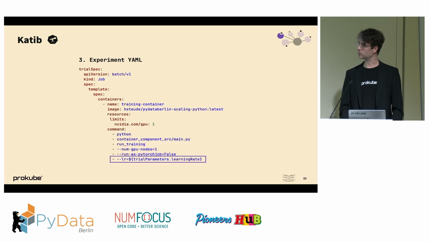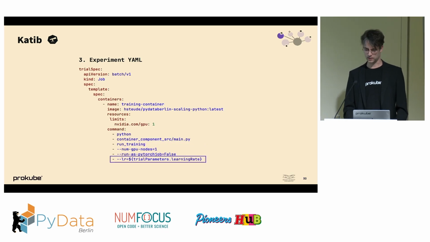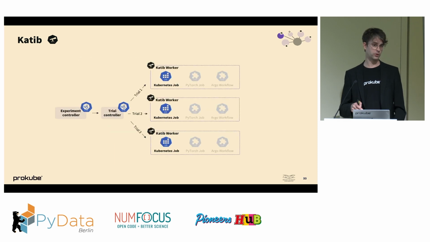And down here at the bottom is our learning parameter, and Katib extracts that automatically from the output of our Python script that we run. We have an experiment controller which creates a trial controller. There are lots of workers. Again, we can do as much as our hardware or the administration people allow us.